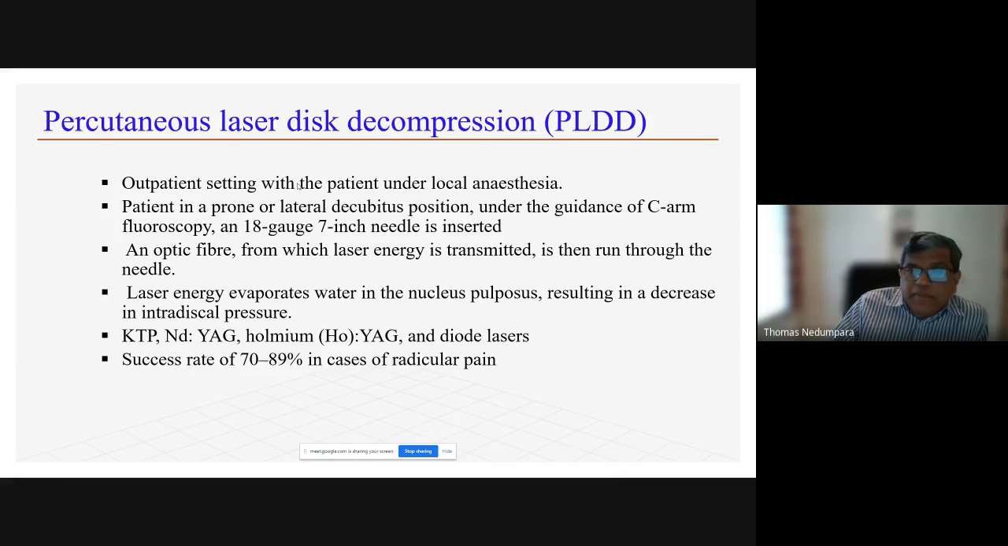Patient is placed in a prone or lateral decubitus position under the guidance of C-arm fluoroscopy. An 18-gauge needle is inserted. Through the needle, an optic fiber from which laser energy is transmitted. This laser evaporates water in the nucleus pulposus. So the disc has a center called the nucleus pulposus and a periphery of thicker tissue. The nucleus pulposus is vaporized. The success rate is about 70 to 89%.